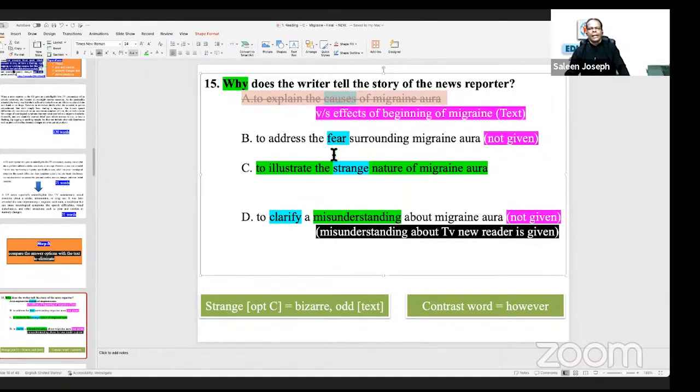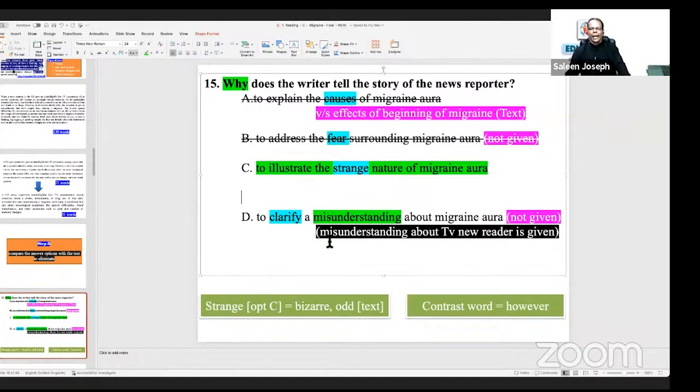Okay. Now, to address a fear surrounding migraine aura. Does it address any fear? Actually, it creates fear, like, you know, all these symptoms, when they explain, we really feel fear, right? They did not address, they did not solve, they did not find a solution for fear. There is nothing speaking about solving the fear. They did not console you saying that it's not fearful. Typically, it is fearful the way they have explained.